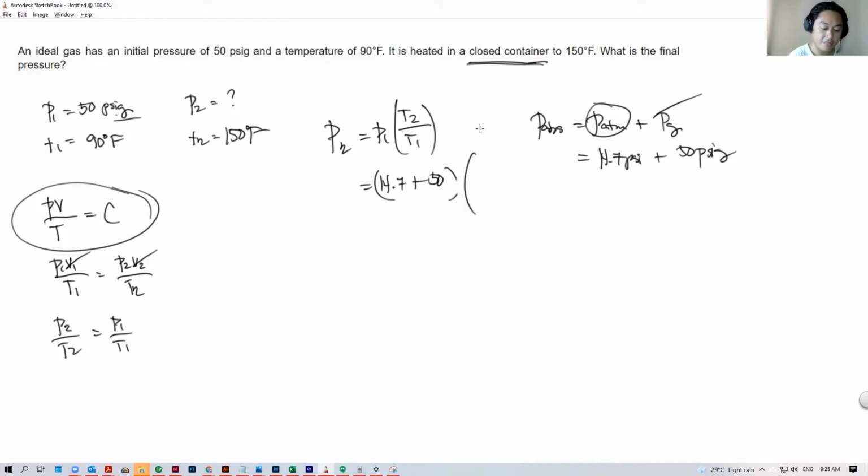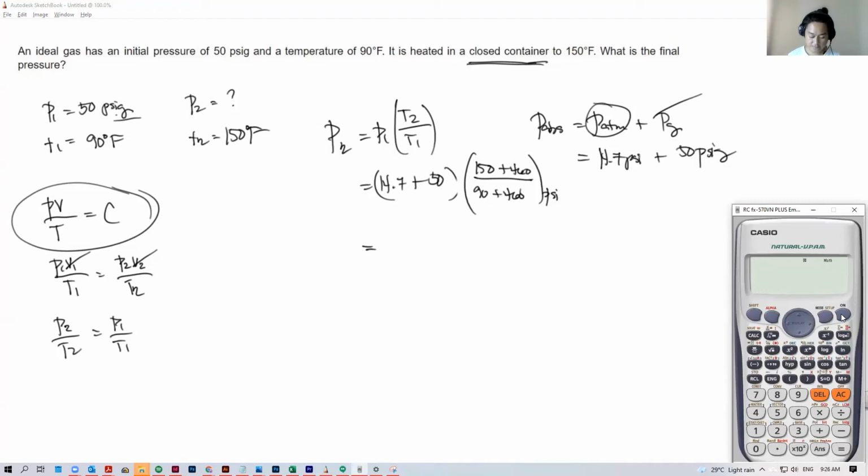We'll multiply that with the temperature, and take note that the temperature at point 2 is 150 degrees Fahrenheit. Let's just convert that directly to absolute. So that's 150 plus 460 all over 90 plus 460. This is to make this in absolute. Again, this is going to be in terms of psi, because the units in our numerator and denominator will just cancel out. So where's our calculator?